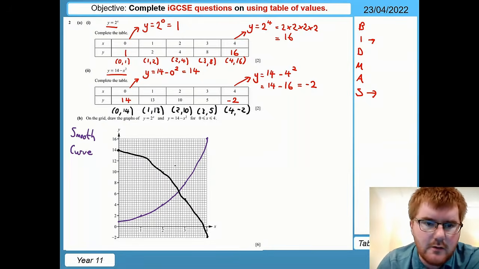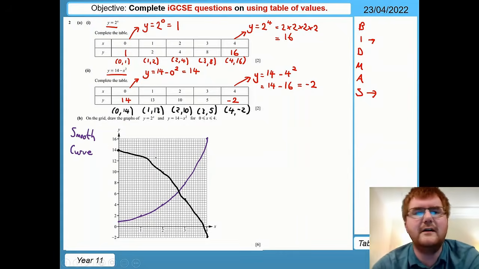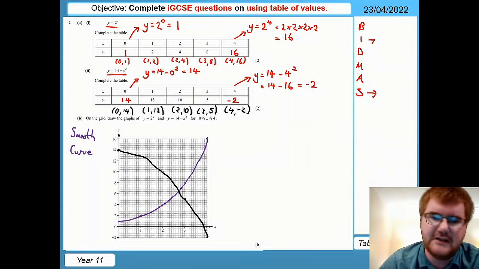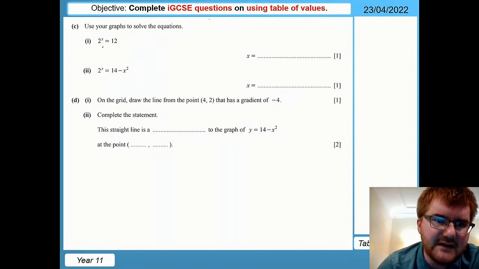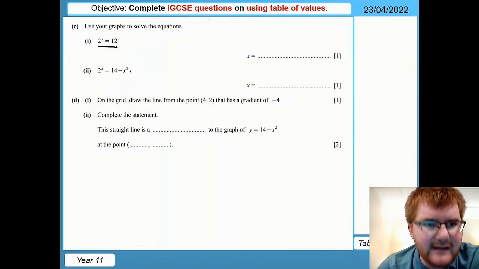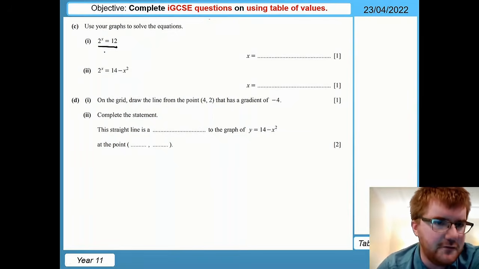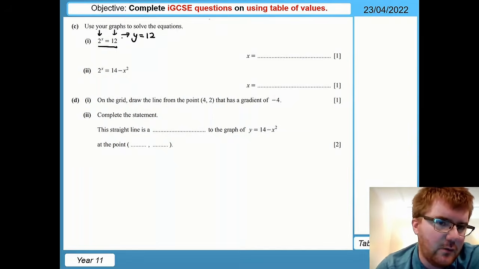So we've drawn both functions onto the graph. And now what's very normal on these kind of questions is some kind of interpretation. So we're going to use our graphs to solve the following equations. First of all, 2 to the power of x is equal to 12. Now notice, whenever you get a question like this, you already have a function you've already drawn. So notice we've drawn this, and we want to see when this is equal to 12. Or in other words, when y is equal to 12. This is essentially what this means.